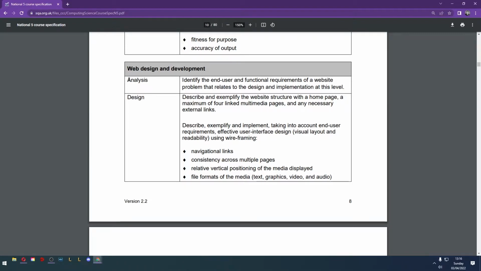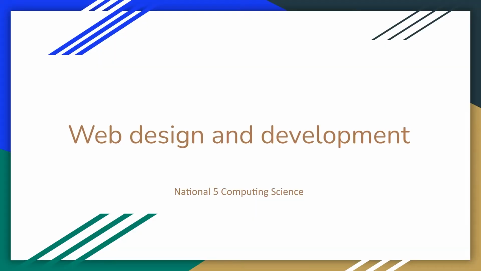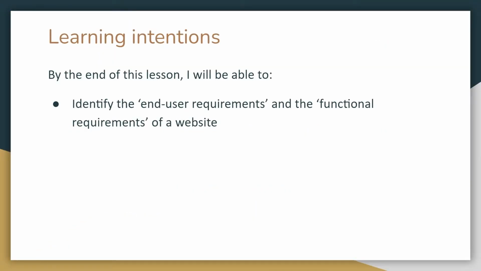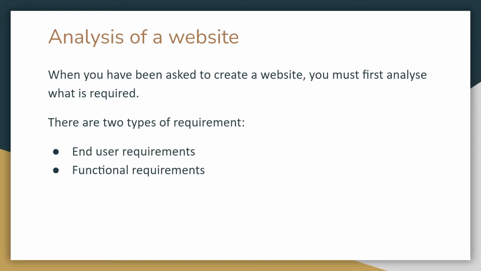Today we're looking at analysis, the first topic under the Web Design and Development heading. So let's jump in. The analysis involves identifying the end user requirements and the functional requirements of a website. When you've been asked to create a website, you must analyze it first. You analyze first in order to figure out what is required of the website itself. So the two requirements are called end user requirements and functional requirements.